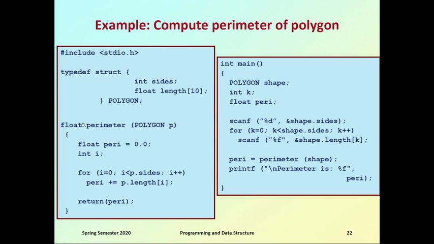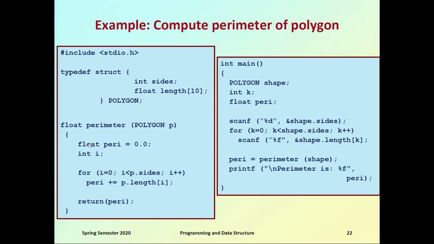Now, we define a function, say perimeter, because we want to compute the perimeter. So, float perimeter, the argument is polygon P, because I want to compute the perimeter of a polygon.